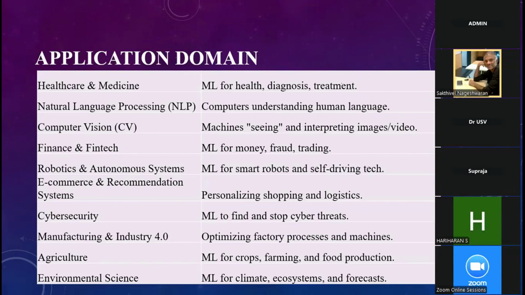It can be health or medicine. So why I'm talking about this, our heading is a foundation in research. So we are coming with only a foundation. So health and medicine, natural language processing, computer vision, finance and fintech, robotics and autonomous systems, e-commerce recommendation systems, cybersecurity, manufacturing and industries, agriculture, not limited. There are a lot of various domains also. So based on my opinion, I gave some of them, which are used for the application domain, right?